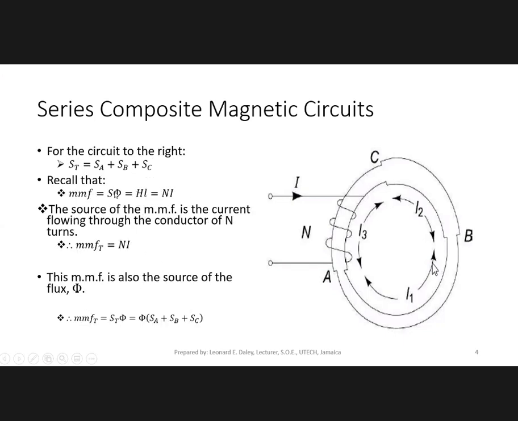Right. And remember that MMF is equal to S times phi, where S is the reluctance. So you just write the general equation. You have different ways of working out the MMF: S times phi, H, the magnetic field strength, times the length, and it's also equal to N times I. And you remember that the current flowing through the number of turns is actually the source of the MMF. And that MMF now drives the flux around.